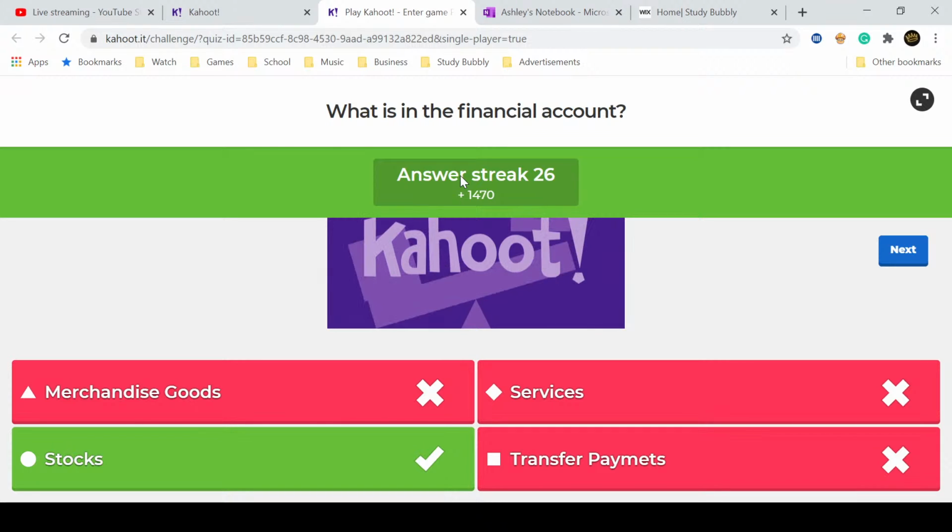Merchandise goods, current account because it's goods. Services, current account because it's goods and services. Transfer payments are also goods and services because it's a service that the government gives out to other people. Stocks are the only financial assets in these options, but also bonds and stuff, because you can't physically carry stocks. I mean, like stock certificates, whatever, but it's not a good or service. That's why it's in the financial account.